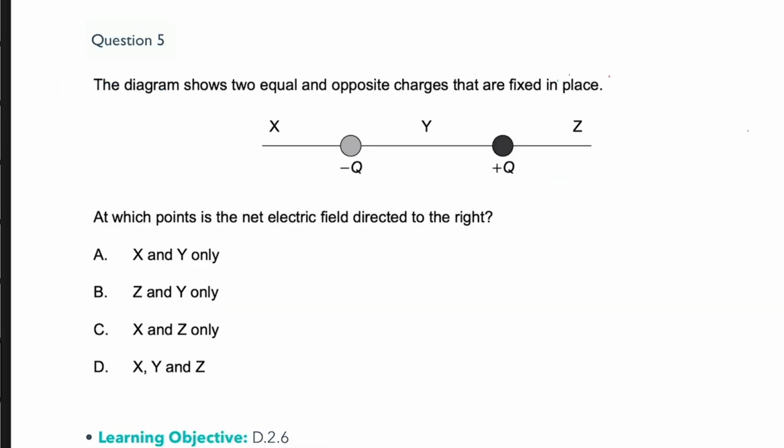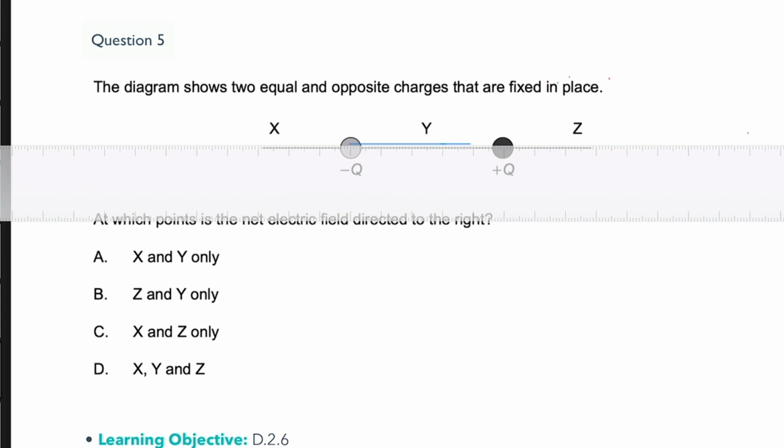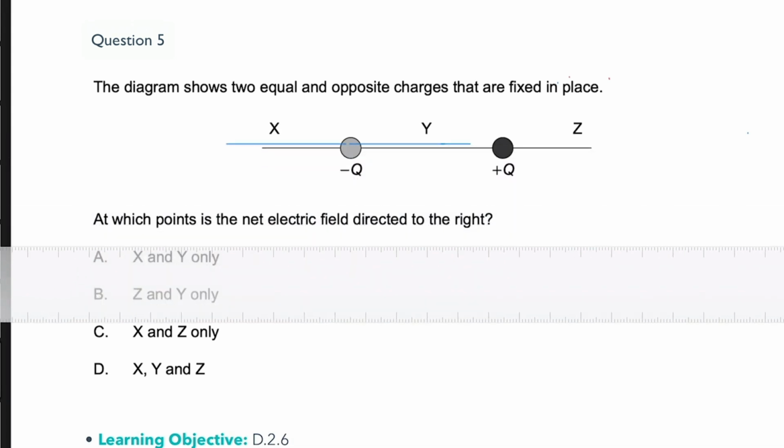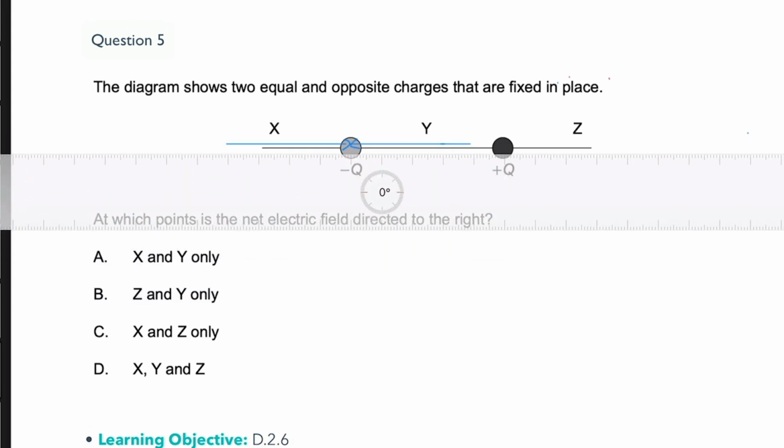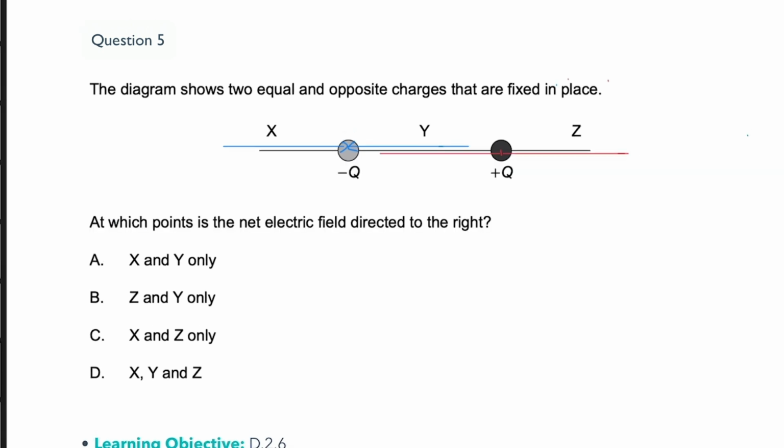Here we have another question very similar. The diagram shows 2 equal and opposite charges that are fixed in place. At which points is a net electric field directed to the right? If we go to minus Q, a positive test charge is going to be attracted towards it, so the electric field strength is going to be in that direction. And for the plus Q, a positive test charge is going to be repelled, and it'll have the same magnitude as the other one because it's the same size of charge.